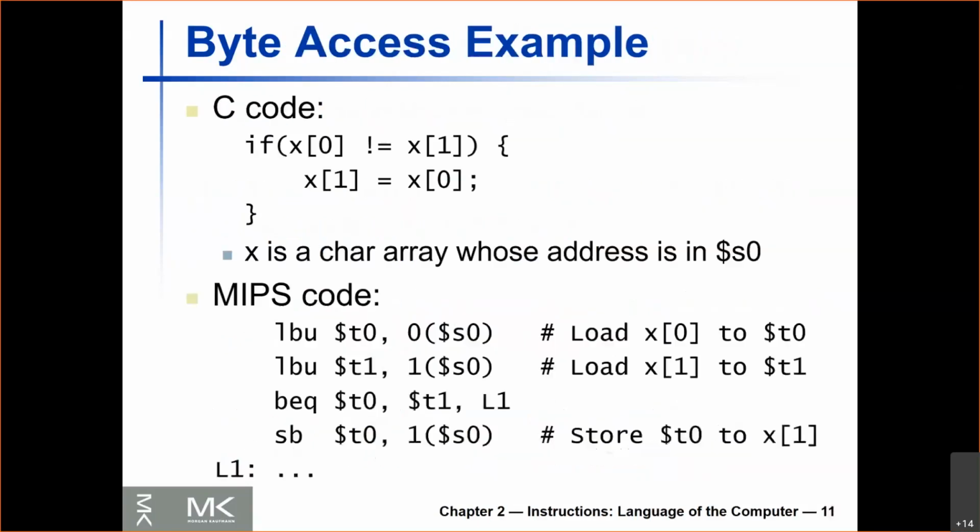And then finally, we did an example of how, if these were arrays of characters, we can convert this code into MIPS code by using load byte unsigned and store byte. Okay, so this was an overview of what we covered last time. Any questions?